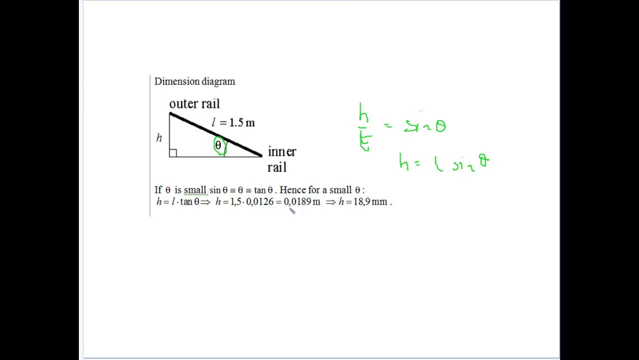0.0126, which is 0.01989, which works out to be 18.9 millimeters. See how small we're talking. It doesn't have to be raised very much. But by raising it 18.9 millimeters, so just under 2 centimeters, which is not much at all, it starts to get rid of that lateral thrust.